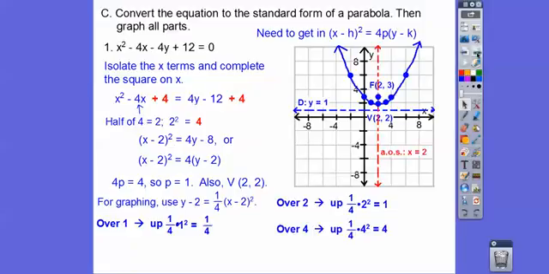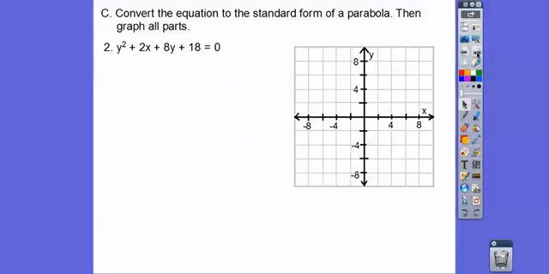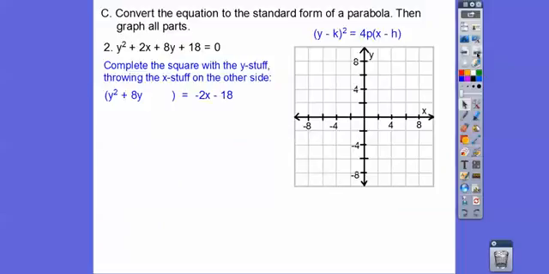Let's try one more of these, completing the square. Okay, so y is being squared, so we need to get it in the form y minus k squared equals 4p times x minus h. What we did is we put all the y stuff on the right hand side, the y squared and the 8y, and then we subtracted 2x and subtracted 18 from both sides, and we get to this.